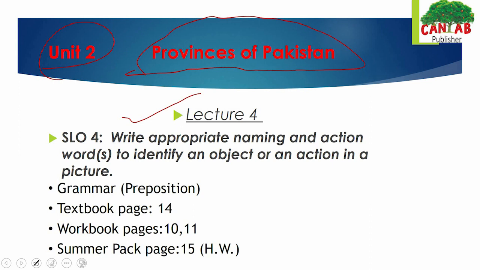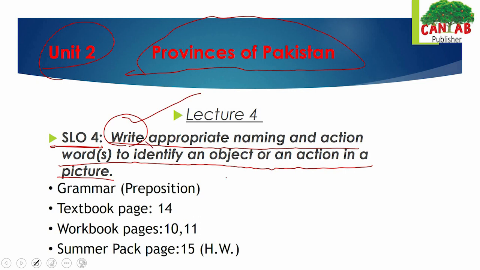I hope whatever we have done so far in lectures 1, 2 and 3 was clear for you and you did learn a lot. Let's hope that we can put all of it together. Lecture number 4. Let's read out the SLO. Write appropriate naming and action words to identify an object or an action in a picture. That means the skill we're going to use today is writing.